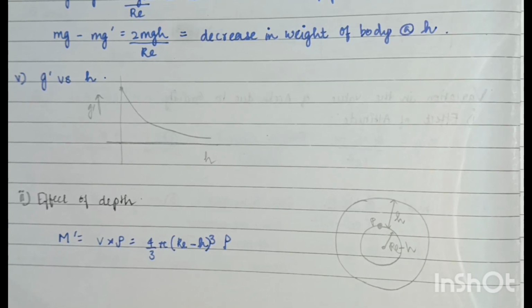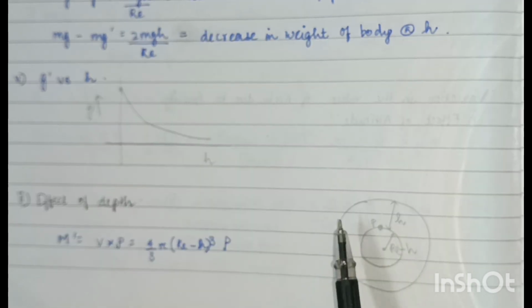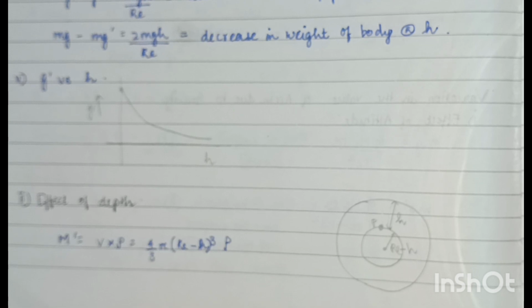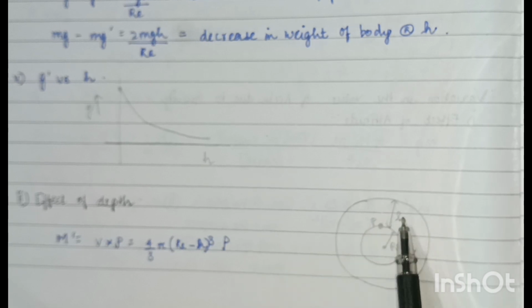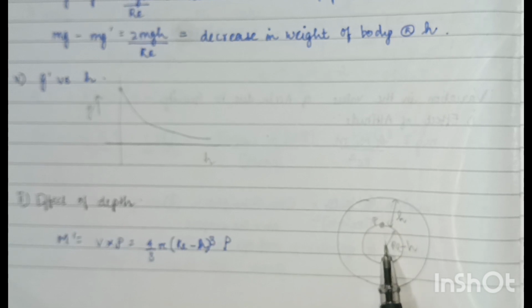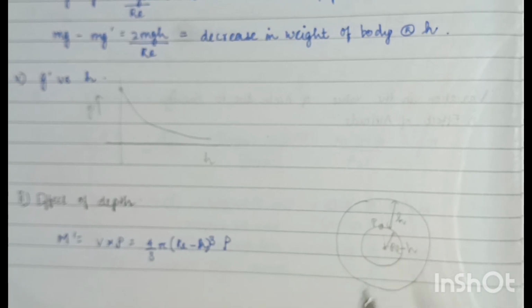Now let us see what is the effect of depth. So we know m is equal to volume into density. Suppose our body is kept at a certain depth h. I'm taking depth as h, please don't get confused. I'm taking the value of depth as height, so this depth is height. I know this whole distance is radius. If the whole distance is r and this is h, then this distance will be r minus h. That is what I have taken here in this diagram.